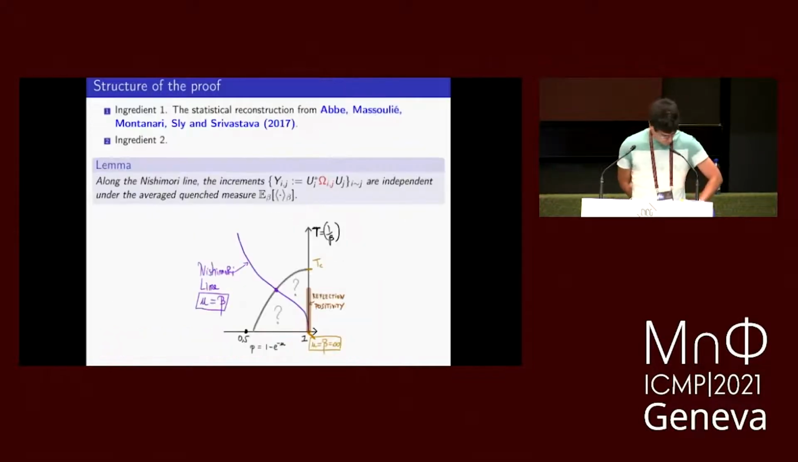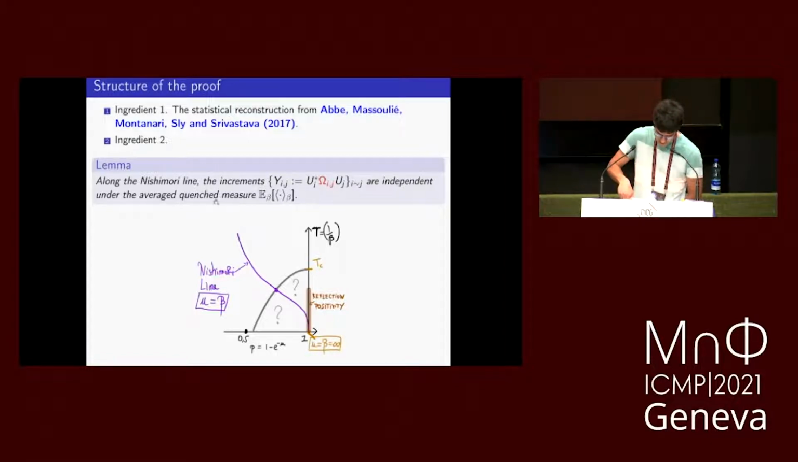Okay, so I'll just quickly finish part 1, and I know I have very little time for part 2. So in two words, the proof combines these deep ingredients from Abe, Massoulié, Montanari, Sly, and Srivastava. And it combines another ingredient which is deeply inspired from the work of Nishimori, which is, in more probabilistic language, the following. We show that there is exact independence of the increments under the appropriate measure, which here would be the average quenched measure, which is a different thing from the annealed measure.